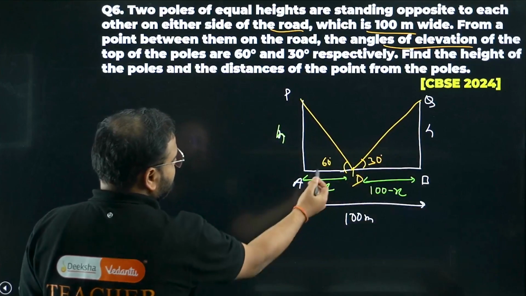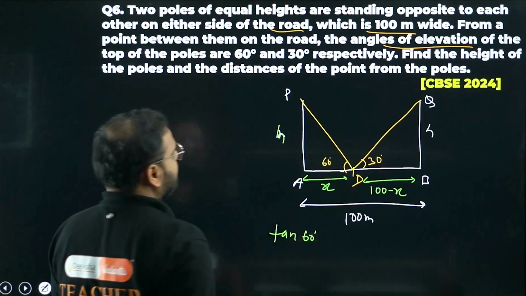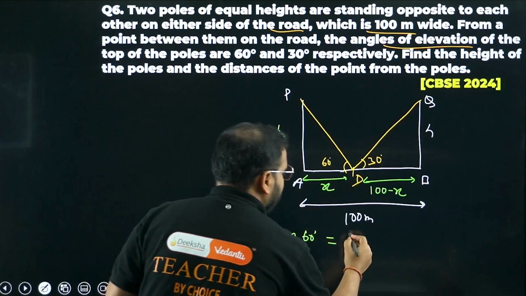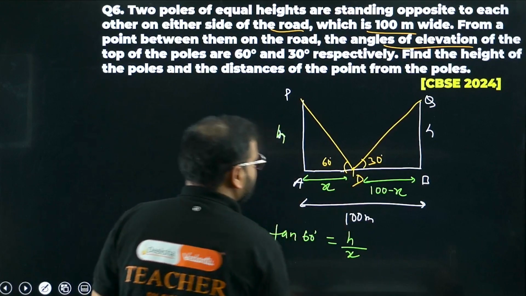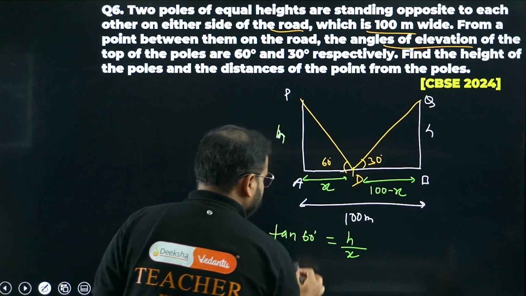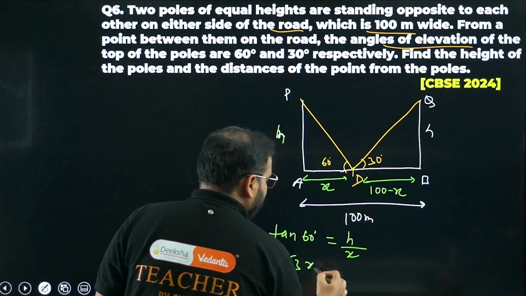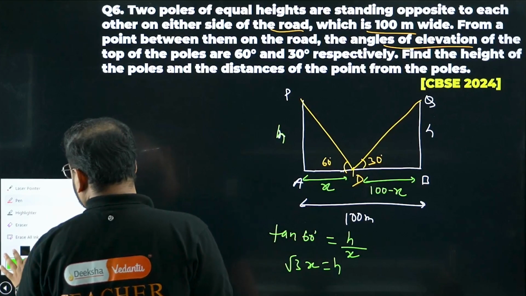So for the first triangle, tan 60 degrees equals what? Opposite, which is AP, nothing but h, by the adjacent, which is x. So h by x. What's tan 60? Tan 60 is root 3. Cross multiply. Root 3 x equals h.